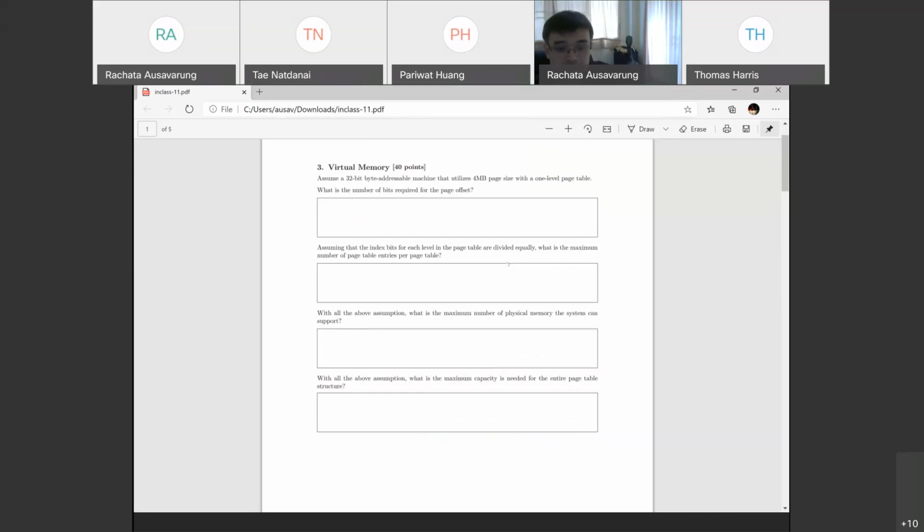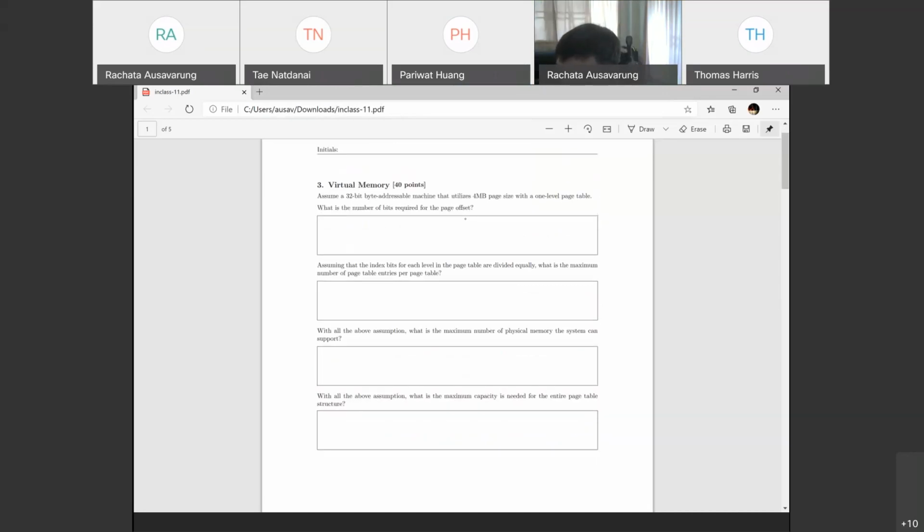This is a question about virtual memory. The first part is not that intimidating. We are basically asking you what is the number of bits required for the page offset. You would then do log of 4 megabytes, right? That becomes 22. You then, based on this answer, do the other three parts.